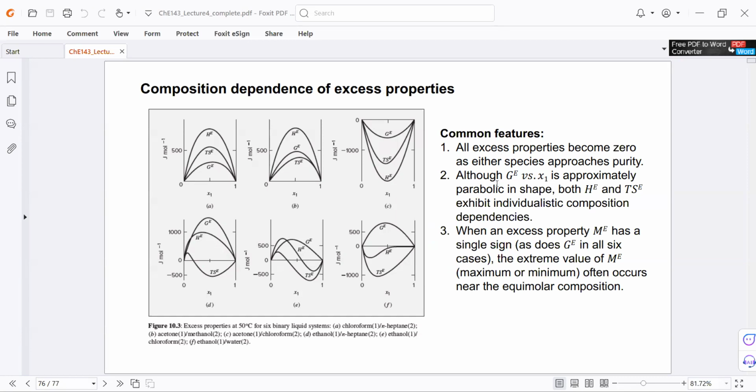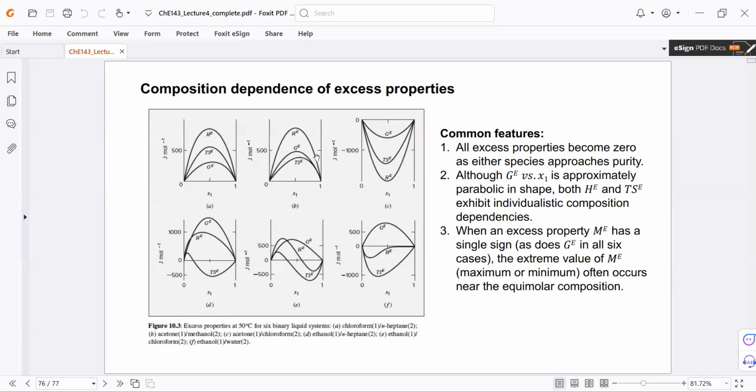Next is the shapes. For Gibbs free energy, more or less it's parabolic in all of the systems. But enthalpy and entropy have individualistic behaviors or composition dependency. For example, this one is not a parabola, and also for entropy. But for G, it's more or less parabolic.